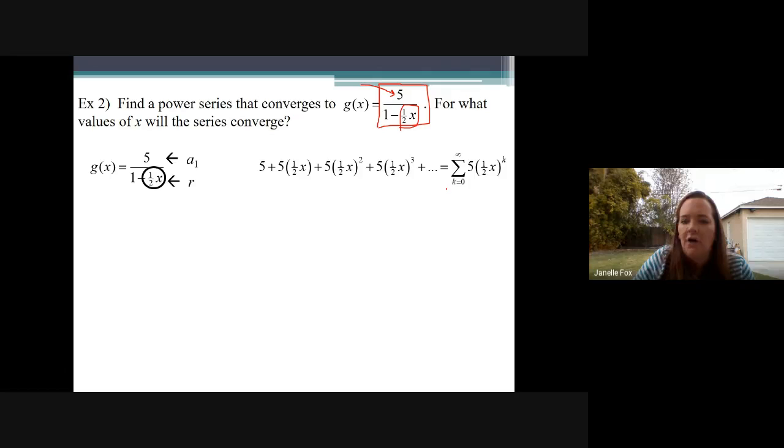You are going to think to yourself, all right, maybe I even write this part first. In fact, that's what I think I'm going to do. I'm going to go summation from k equals 0 to infinity of the a guy, 5, times the r guy, which would be 1/2 x to the k power. Then I'm going to write out some of the terms. I start by plugging in a 0, and the first term's just 5. Then I'm going to have a 5, and then the r, 1/2 x to the first power. And then the 5, and then 1/2 x to the second power. And then a 5, and then a 1/2 x to the third power.